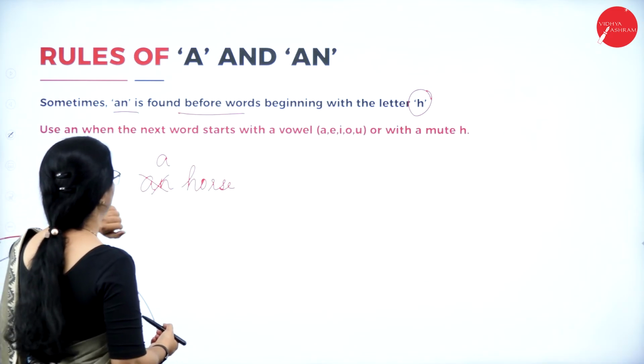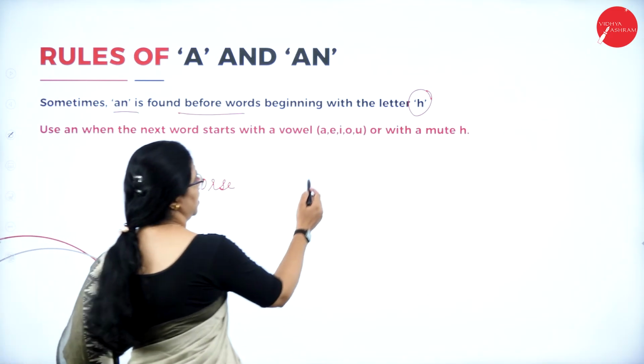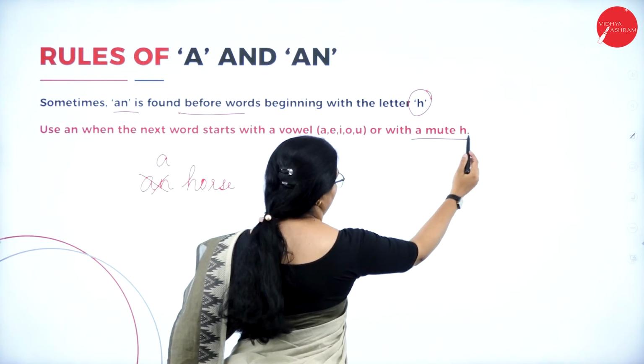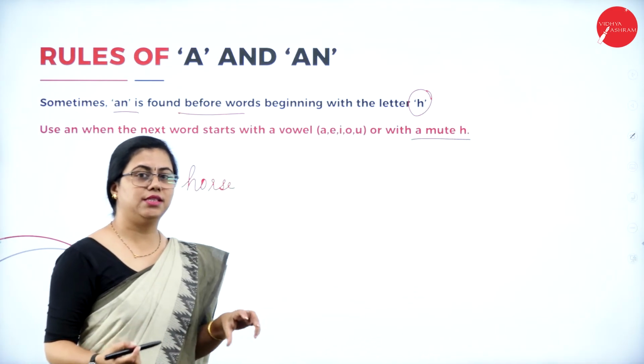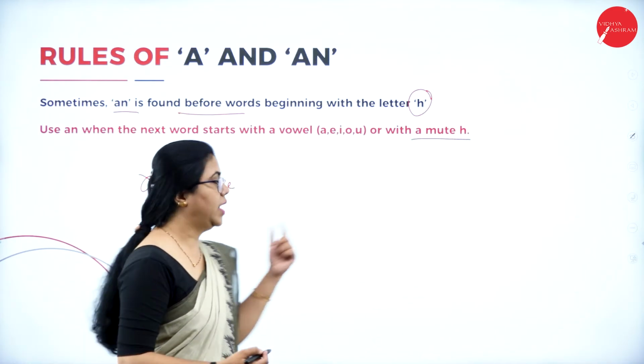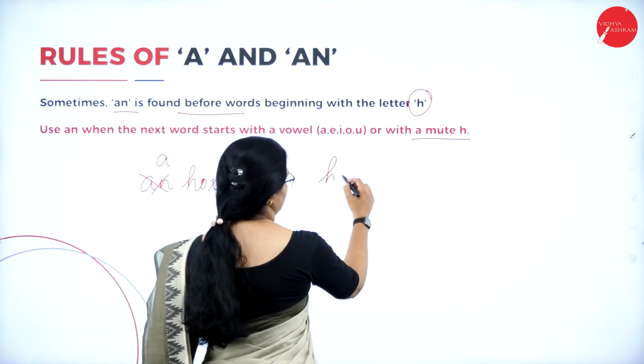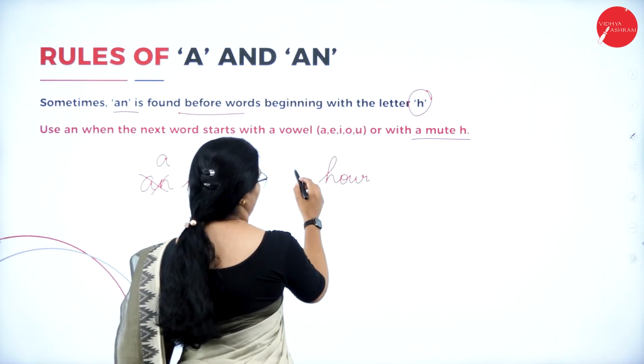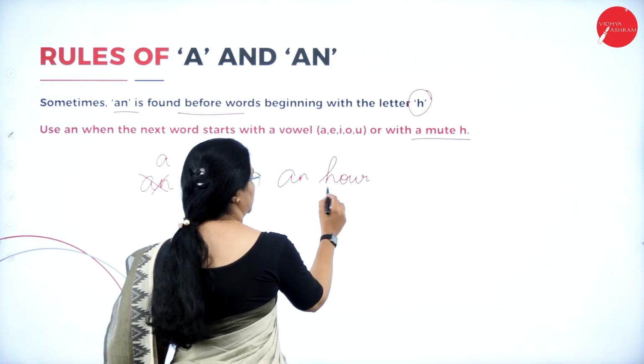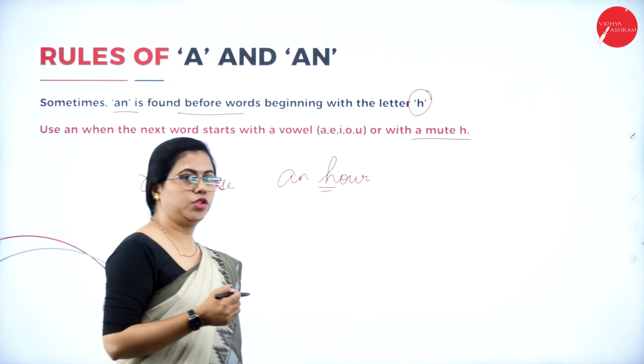We'll just read this. Use an when the next letter starts with a vowel or maybe a mute H. That means mute H in the sense H is silent. Okay. So let us see a few examples here. Suppose you say R. Then you have to use an R, though it starts with a consonant.